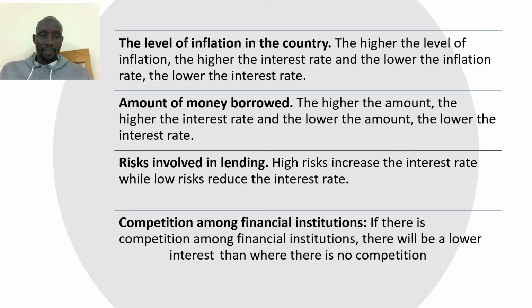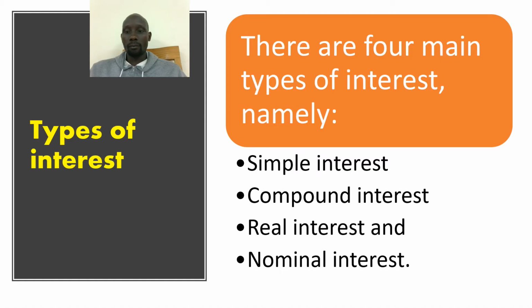And our next idea is the competition among financial institutions. If there is competition among financial institutions, then there will be a lower interest rate. And on the other hand, if the competition in the money market is low, then interest rates tend to be high. Let us see the types of interest. We are going to talk about 4 main types of interest, and these are simple interest, compound interest, real interest, and nominal interest.